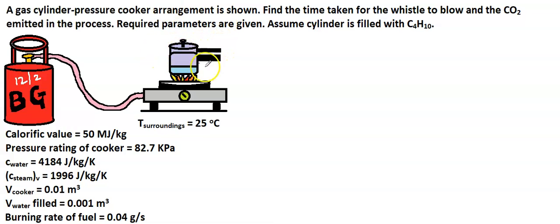We have a pressure cooker which we fill with water and shut it tight. And then we connect the gas cylinder to the stove and switch it on. So what we have to do is find the time taken for the whistle to blow and the CO2 emitted in the process. Alright, so this seems like a very interesting and very practical problem. So we have a bunch of parameters given to us: the calorific value, pressure rating, the specific heat capacities of water, steam, the volumes of the cooker and the water filled, etc. So let's begin.